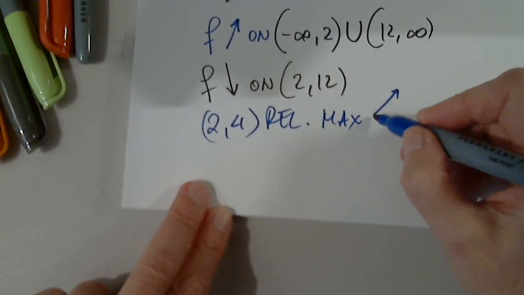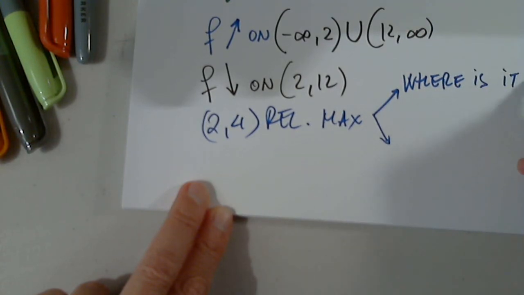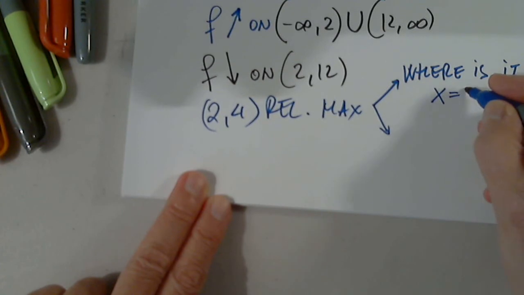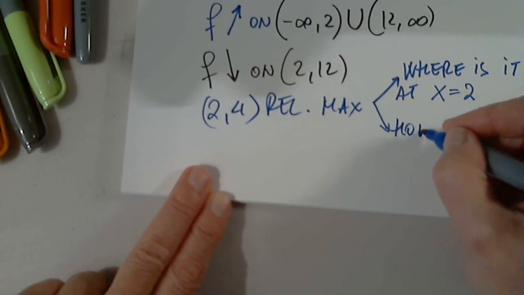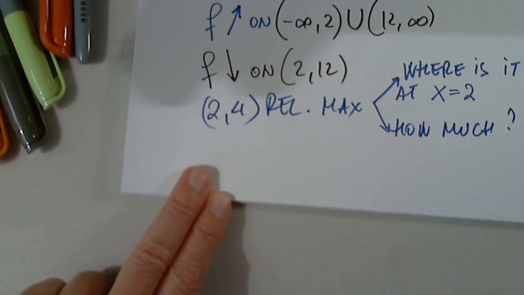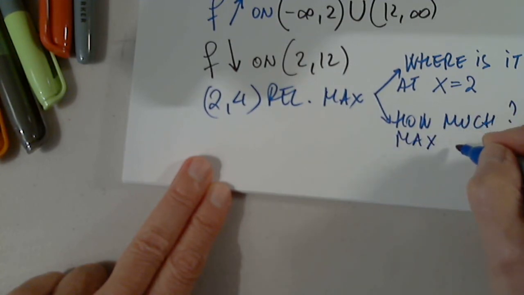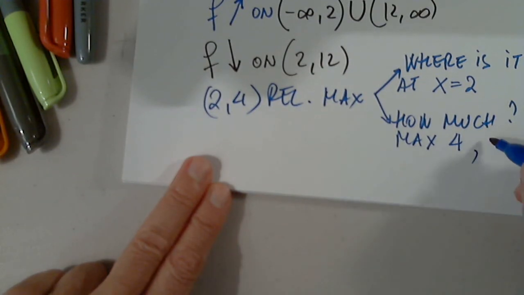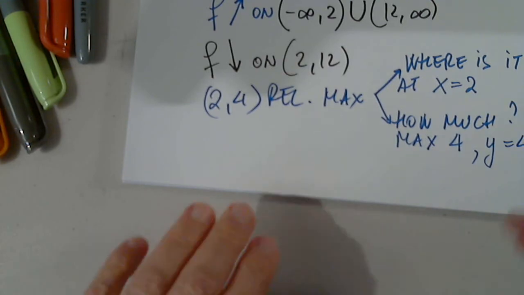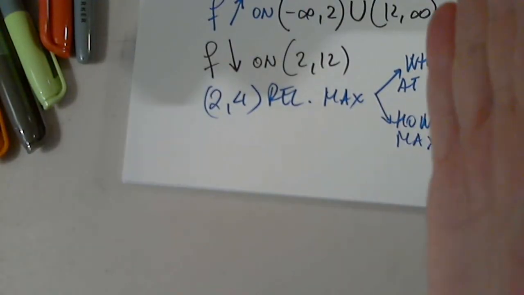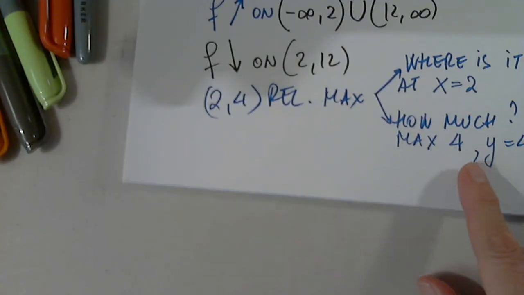Now, there are two questions here. Where is it? You must answer x equals 2, at x equals 2. And the question, how much is it? You have to say max 4 or y equals 4, whichever you prefer. So the position of the relative max is given by the x position. The value, the altitude, how much is it, is given by the y value.